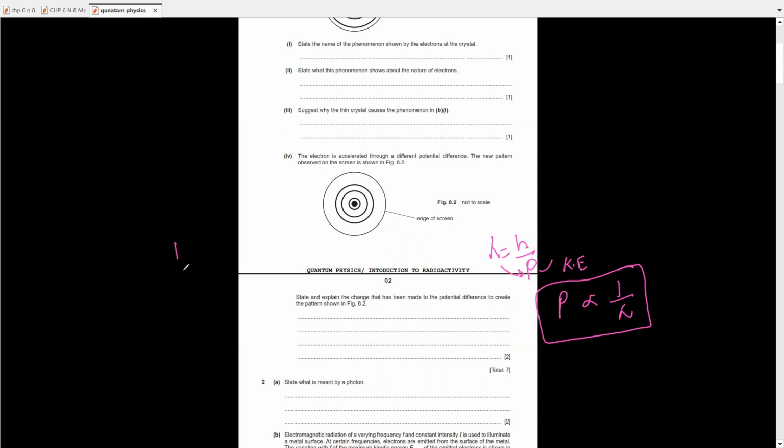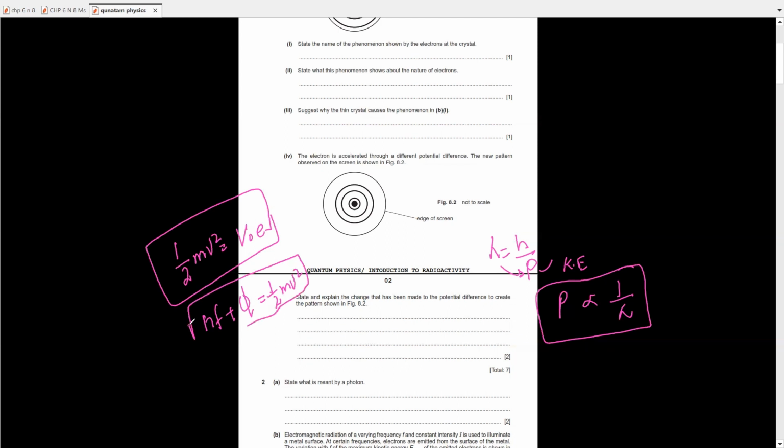We have discussed in the photoelectric effect that one over two m v squared equals the stopping voltage, and hf plus work function equals the kinetic energy of the electron. Keeping all these points in mind, wavelength and momentum have an inverse relationship. Also, we can put in the concept that we discuss in AS level: the shorter the wavelength, the closer the dark and bright fringes get to each other. You can also put that concept into it.